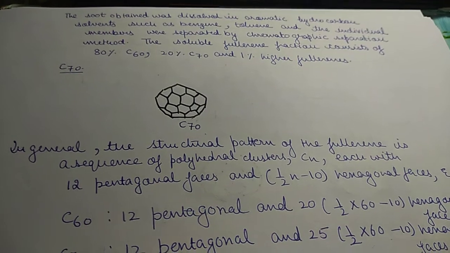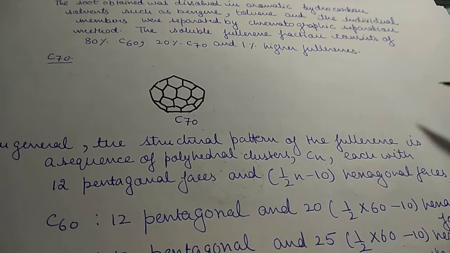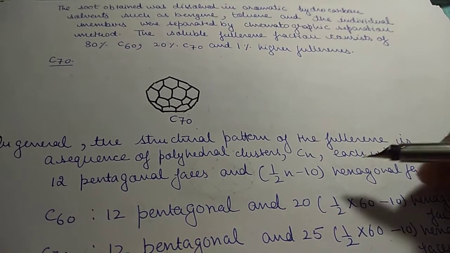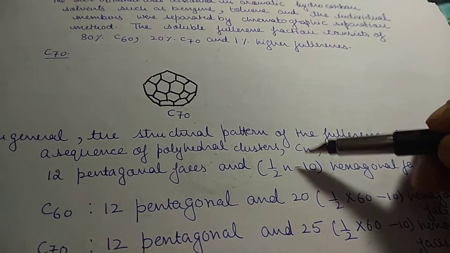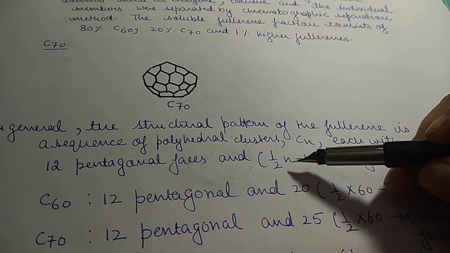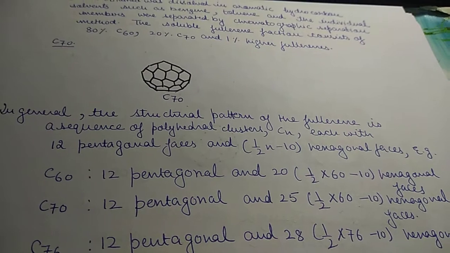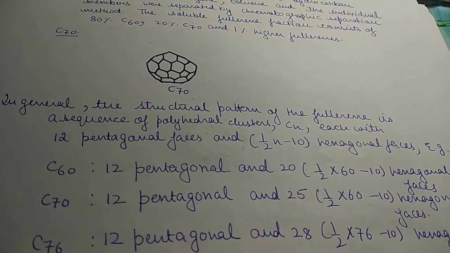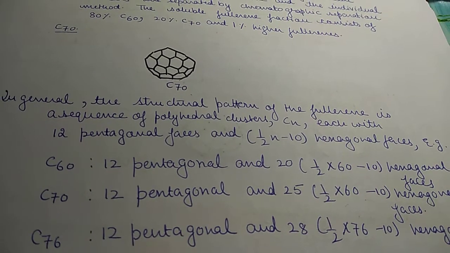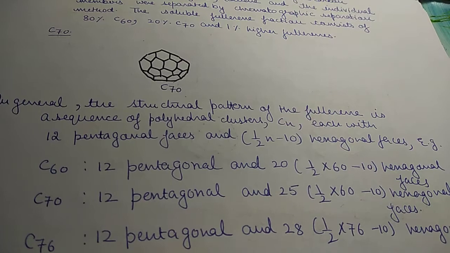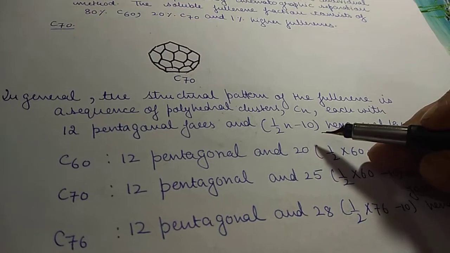And how do we know how many hexagons and how many pentagons are in a fullerene? To know this, there is a formula, 1/2n minus 10, where n is the number of carbons. For example, C70 is 1/2 into 70 minus 10. So in general, the structural pattern of fullerene is a sequence of polyhedral clusters Cn, each with 12 pentagonal faces and 1/2n minus 10 hexagonal faces. So this is the formula to find the number of hexagons.